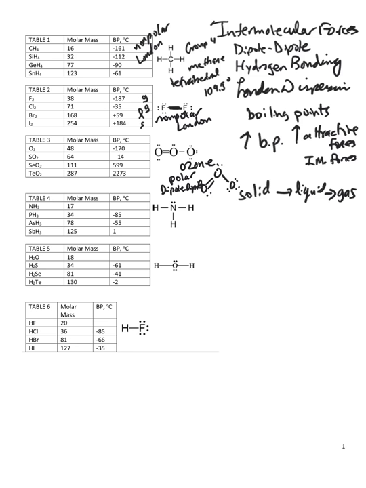So look at SO2, for example, and Cl2. SO2 has a molar mass of 64 and a boiling point of 14. Cl2 has a molar mass of 71, slightly higher, and a boiling point of minus 35. So being polar enhances those attractive forces, those intermolecular forces, and causes the boiling point to be much higher.